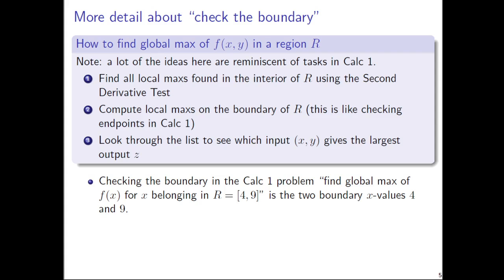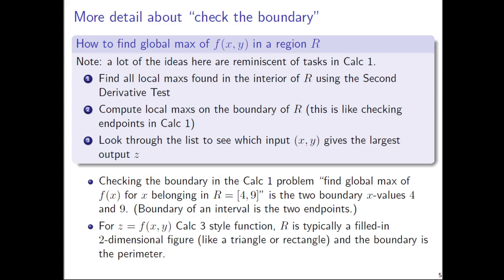And as was already previewed a moment ago, finding the global max in Calc 1, for x belonging in [4, 9], you'd have to check what's the y value when x equals 4 and what's the y value when x equals 9. So for an interval, like in Calc 1, the boundary is just the two endpoints. Now the boundary is a little more complicated. For a function z equals f of (x, y), a Calc 3 style function, R is usually a filled-in two-dimensional figure, something like a triangle or a rectangle, and the boundary is the perimeter.